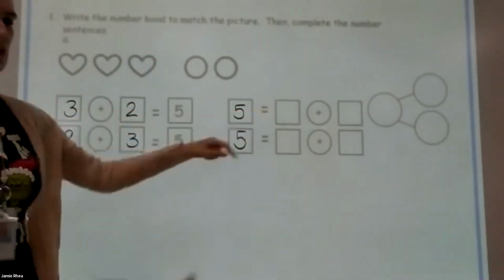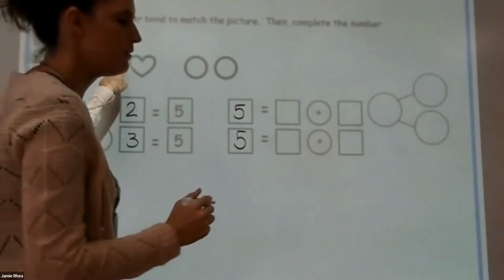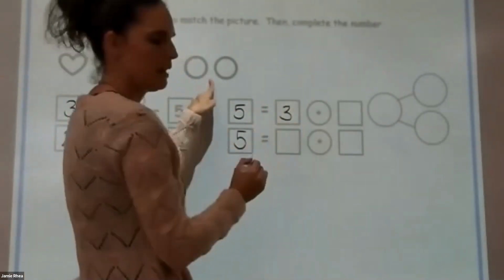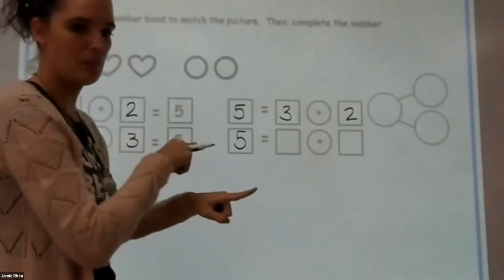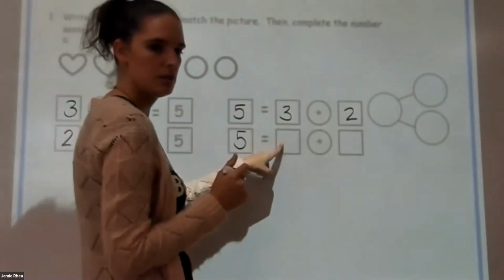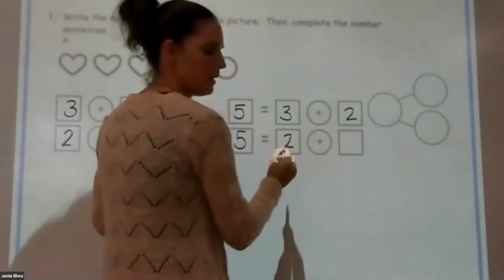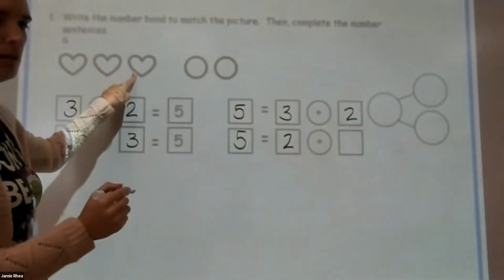Now I can finish out these. How many hearts did we have? 3. How many circles did we have? 2. Let's flip them around. How many circles? 2. How many hearts? 3.